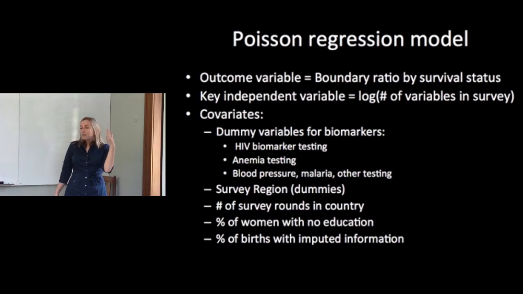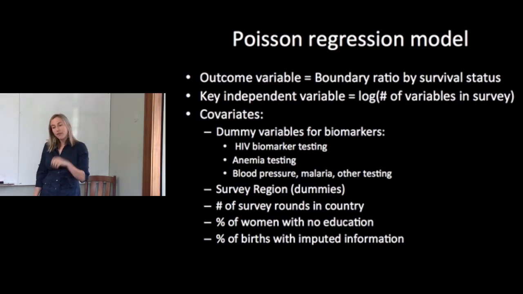To measure the association between the questionnaire and these boundary ratios, I'm using a Poisson model. My outcome variable is these boundary ratios. My key independent variable is the log number of variables in the survey. I include dummy variables for whether the survey contained HIV biomarker testing, anemia testing, or other biomarkers. I include dummy variables for the survey region because we know there's quite a lot of variation by region. In case countries get better over time, if they have repeated surveys and their data quality improves, I tried to capture that with the number of survey rounds within each country. That also adjusts for clustering on country.